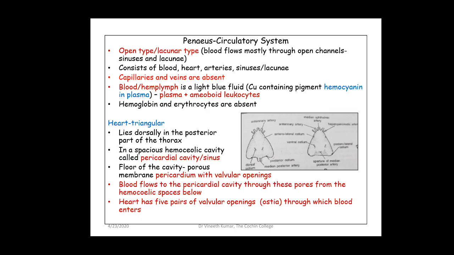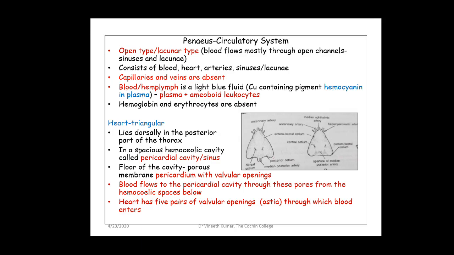Coming to the first component, blood or the hemolymph is a light blue fluid which contains a copper containing pigment called hemocyanin in the plasma. The blood consists of plasma plus colorless amoeboid leukocytes. Hemoglobin and erythrocytes are absent. So these are the components of the blood. It mainly contains plasma and amoeboid leukocytes. And in the plasma, the copper containing pigment hemocyanin is present, which gives the blood a very light blue color.